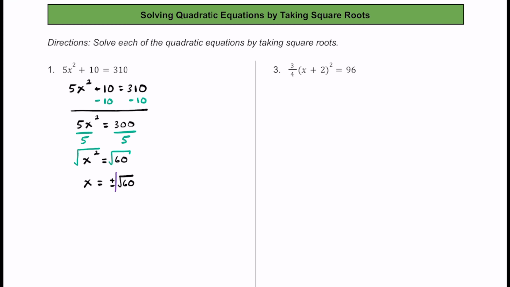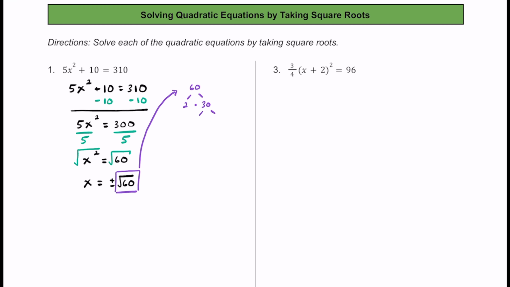And at this point, what we want to do is take a look at this radical and make sure it is fully simplified. If it is not, we need to make sure we take care of that. So I think 60 has something inside of it. So if we take 60 and we break it down, we can find some perfect square factors. So I'm going to go ahead and just go all the way down to having prime factors here.